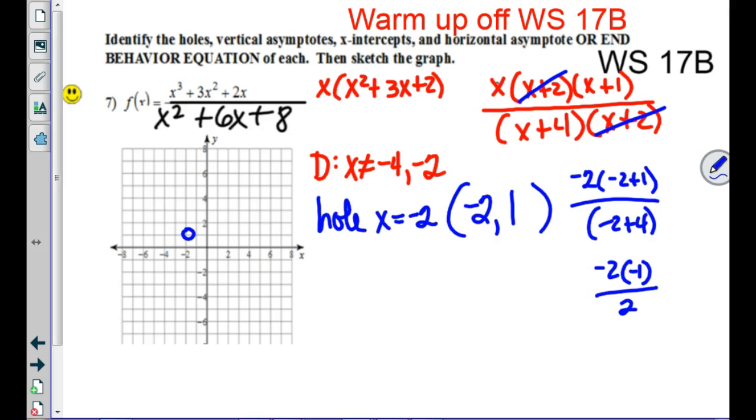All right. The next thing on the sheet is vertical asymptotes. Anything that makes the denominator only 0. Why does it say only?